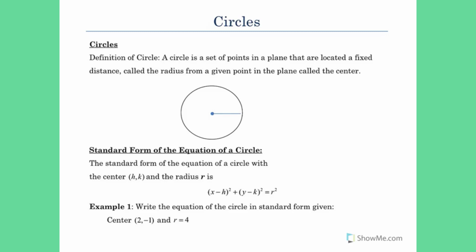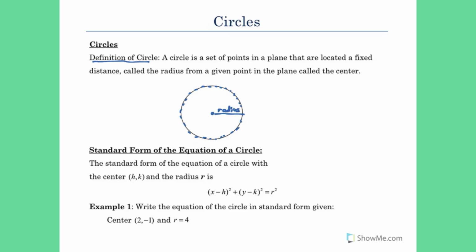In this video, we're going to look at circles. Let's start out with the definition. A circle is a set of points in a plane that are located a fixed distance, called the radius, from a given point in the plane, called the center. So all of these points are the same distance from the center, and that distance we call the radius.